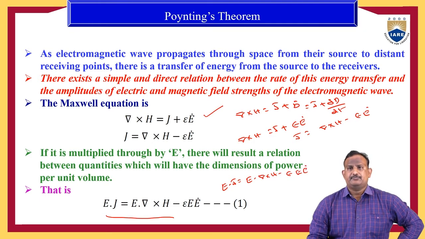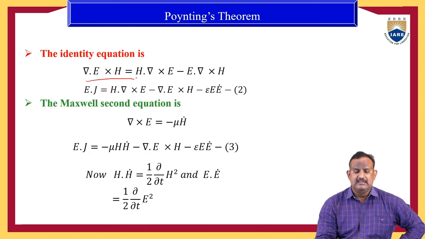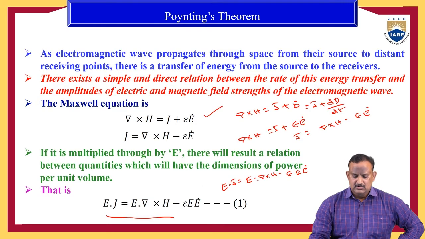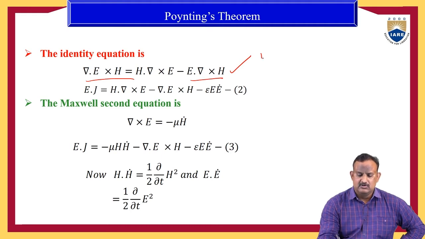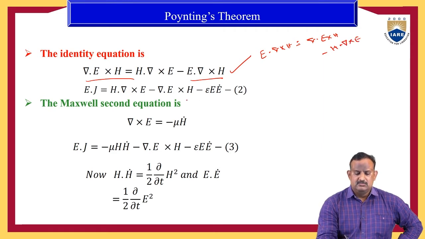Now we know the identity: del dot E cross H equals H dot del cross E minus E dot del cross H. Here we need E dot del cross H. From the identity, E dot del cross H is equal to H dot del cross E minus del dot E cross H.